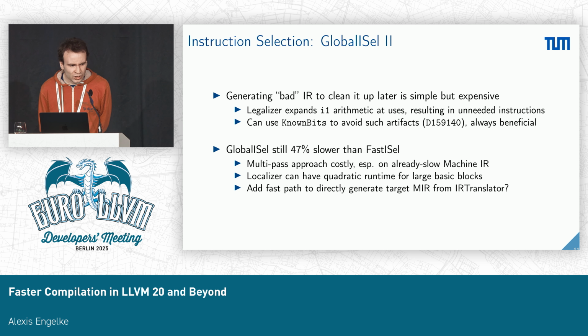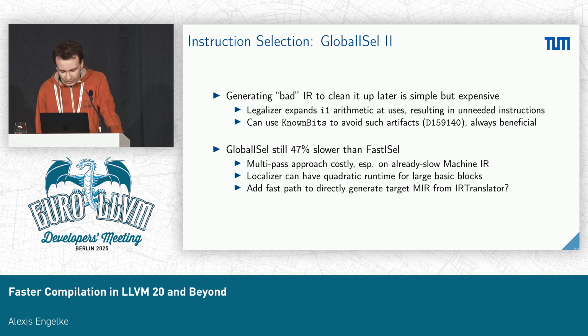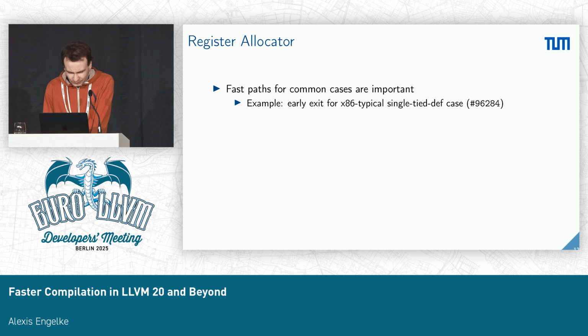And despite all these changes, GlobalISel is still 47% slower than FastISel. It was the idea to add a fast path to directly generate target machine IR from the IR translator, but this requires some more work. And while it would be beneficial, I don't think this is coming up for the next few releases.